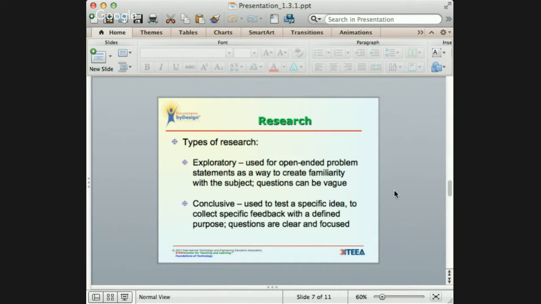The first one is exploratory, so it's open-ended. The second one is conclusive, so you can test a specific idea. Things are clear, things are focused with conclusive research.